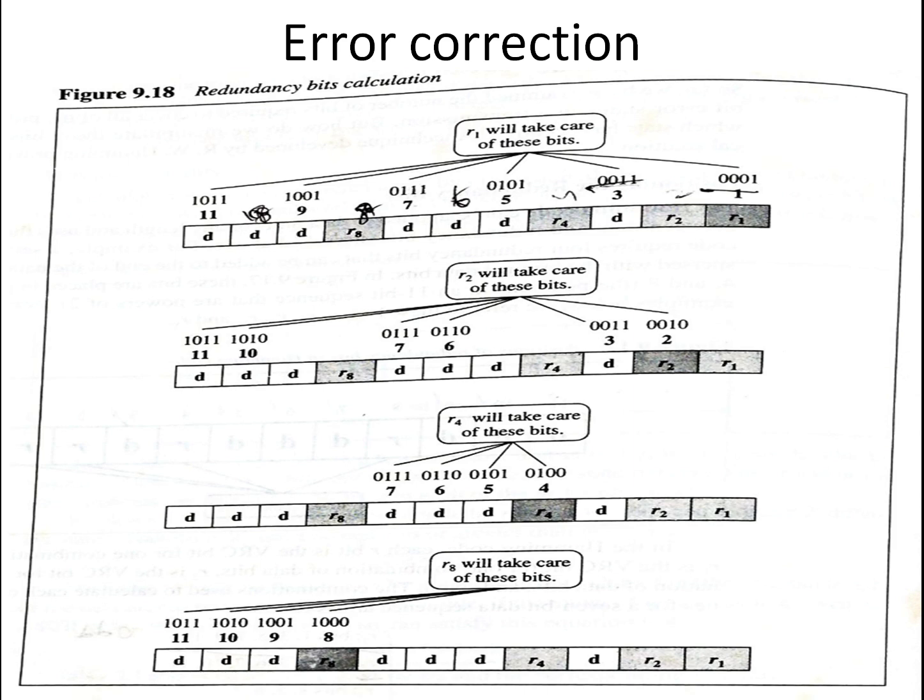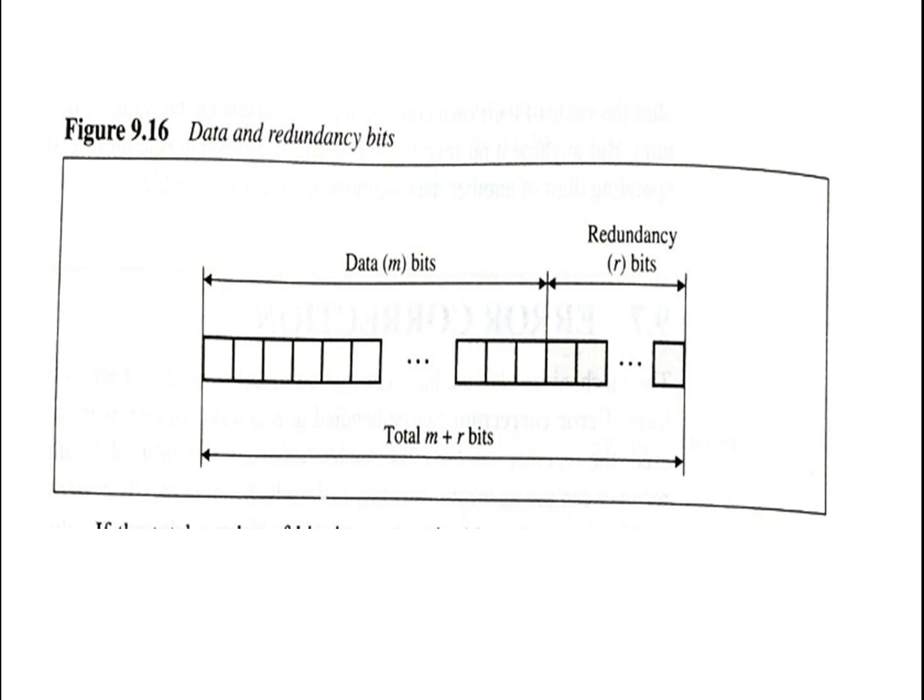So this is an error correction method for redundancy bits R1, R2, R4, R8. R1 covers positions 11, 9, 7, 5, 3, 1, then R4 covers positions 7, 6, 5, 4, and another covers positions 11, 10, 7, 6, 3, 2, and another 11, 10, 9, 8. These are the data and the redundancy bits.